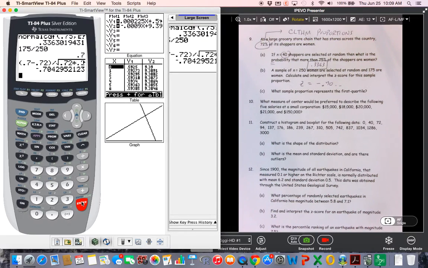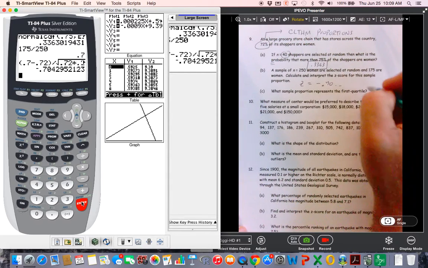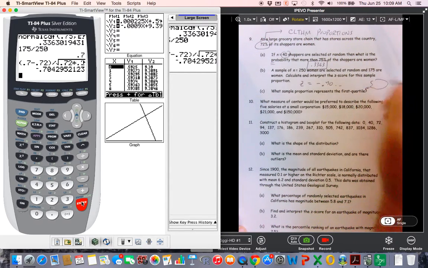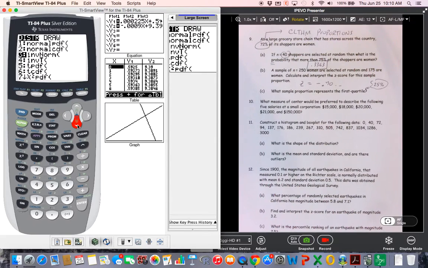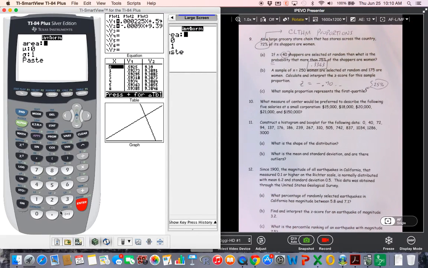All right, gang, number C. Isn't it comforting that your statistics professor doesn't know a number from a letter? What sample proportion represents the first quartile? You guys, first quartile has what percentage below it? 25%. So we're asking what score from a distribution. So I'm going to go second function distribution, inverse norm. I need 0.25 to the left.